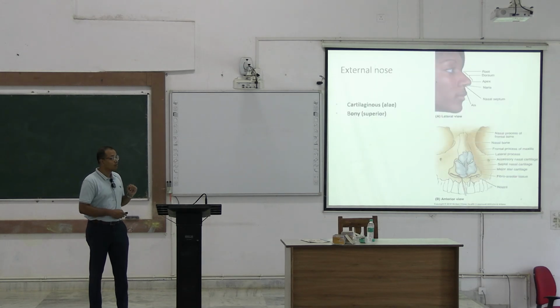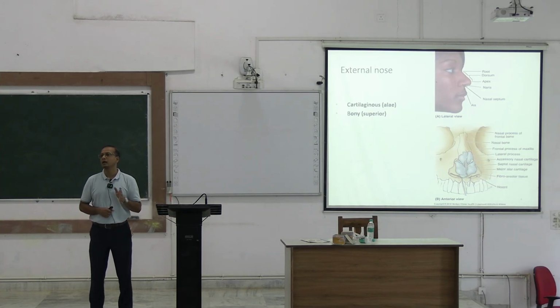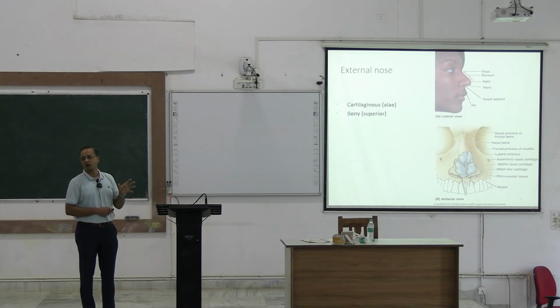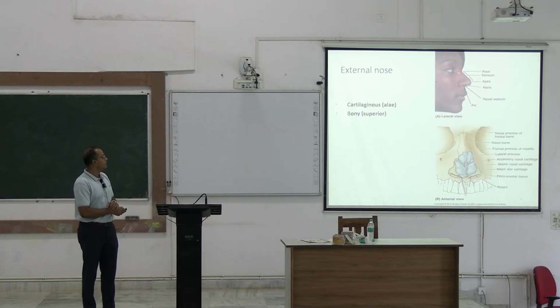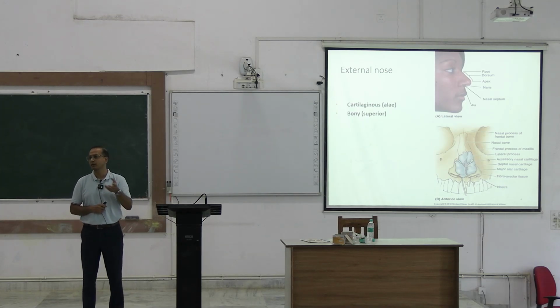Coming to the morphological structures of the nose, it can be divided into two basic parts, external nose and internal nose. The part which you are seeing externally we call the external nose, which is covered by skin. Deep to that we have the skeletal structures, partly made of cartilage, partly made of bone. The anterior part is cartilage, which has different shapes from individual to individual, and the deep part is made of bone, the osseous part of the nose.